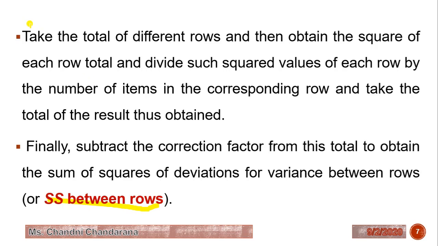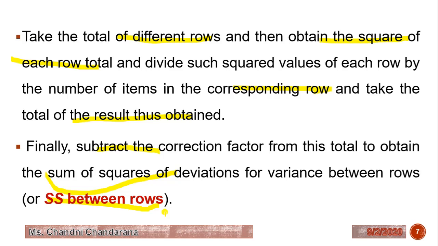So after that what we have to do? We have to take the total of the different rows and then obtain the square of each row total, and we have to divide again, the same as for columns. We have to divide such square values of each row by the number of items in the corresponding row and take the total of the result thus obtained. Finally, whatever result we get, we have to subtract the correction factor from this total, which gives the SS between rows.